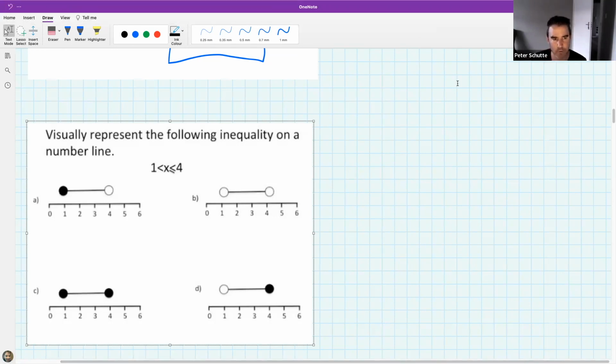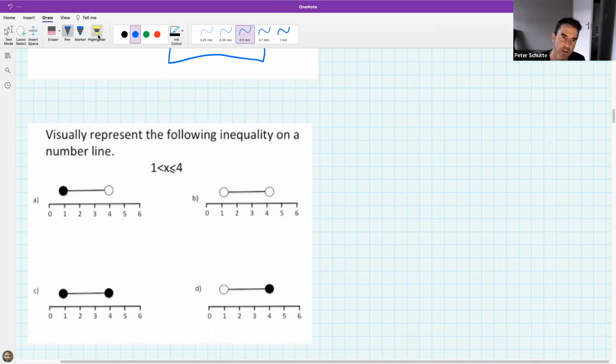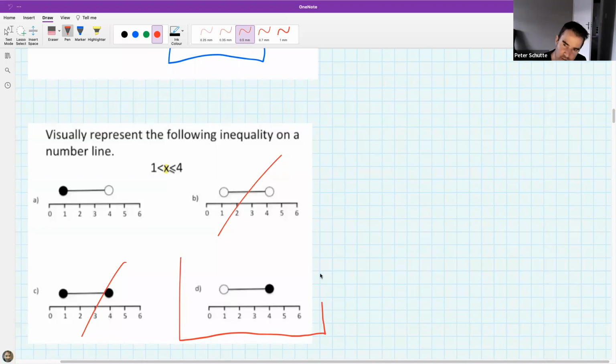Okay, so everyone is saying... let me look at it closer. X is in the middle, it's greater than 1, but it's less than or equal to 4. So I'm going to have a colored in and not colored in part. So I know straight away that it couldn't be either of these. But it should include the 4 and exclude the 1. So it feels to me like this is the correct one. This is the wrong way around. So I should get D.